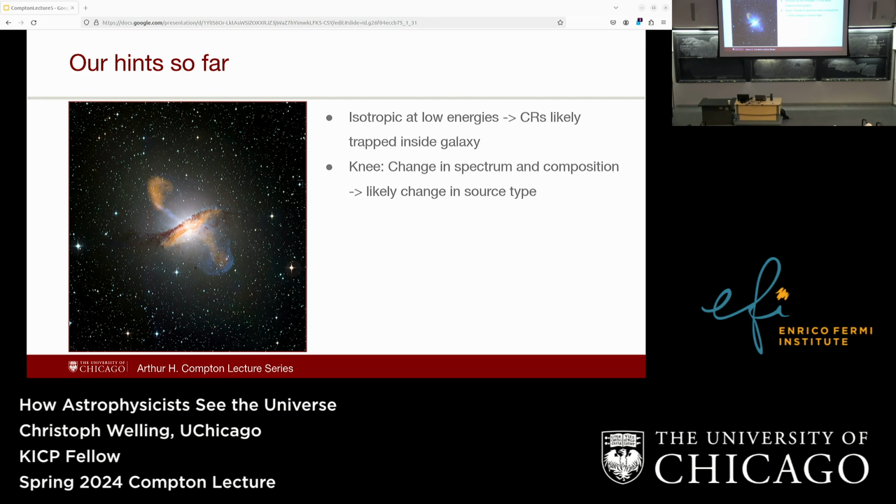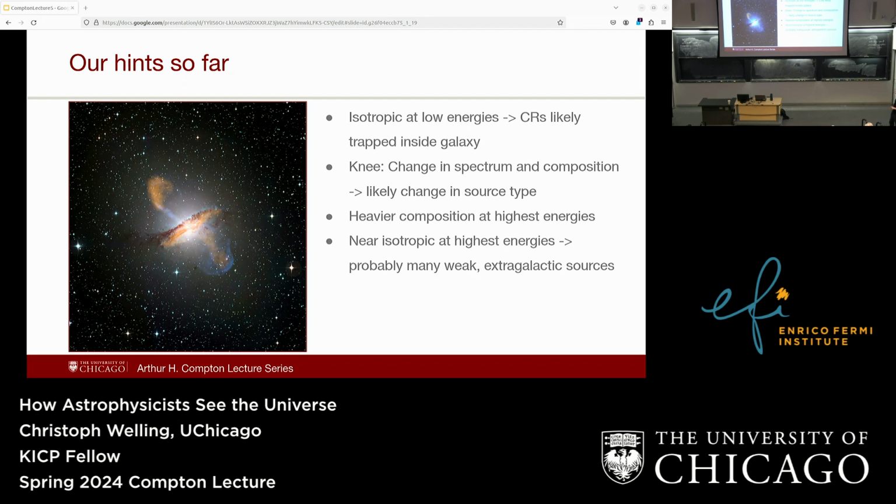At the knee, so at this one point, we see both a change in the shape of the spectrum, and in the composition. So we think this is probably where the source types change from galactic to extragalactic cosmic rays. We also see this heavier composition at highest energies, where it's hard to say where this is coming from. There's kind of two different ways this could happen that I'm going to get to eventually.